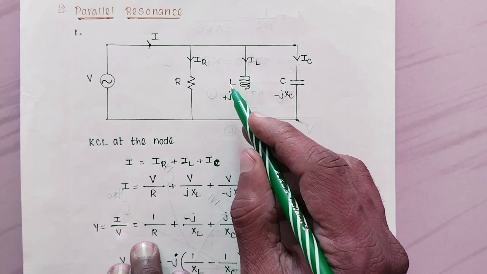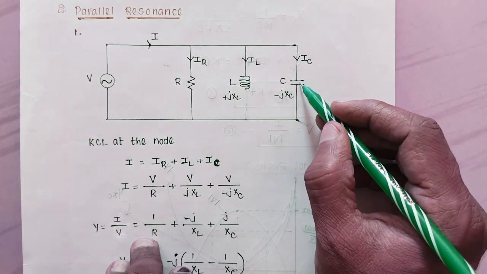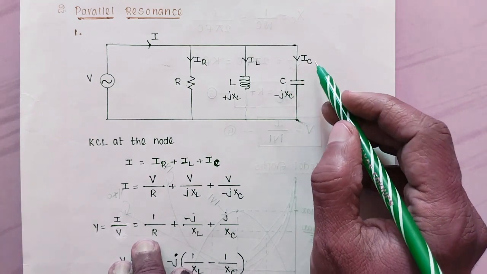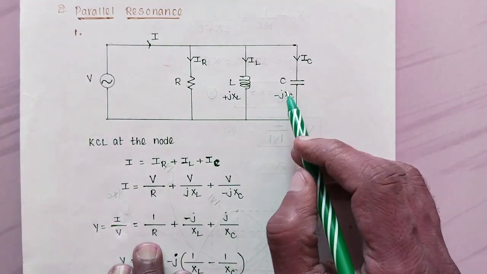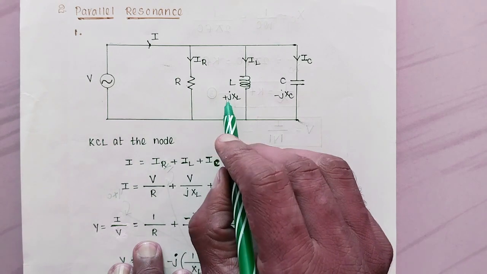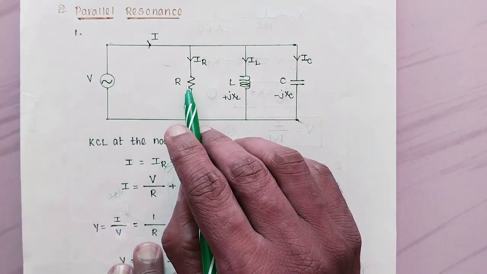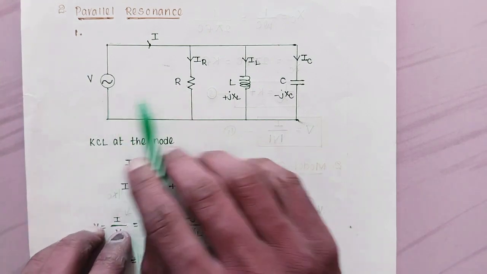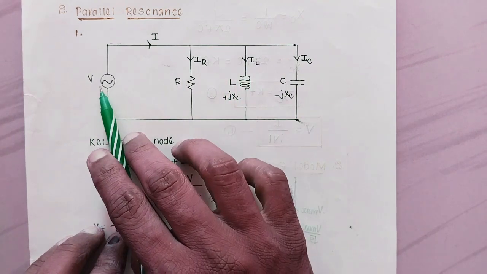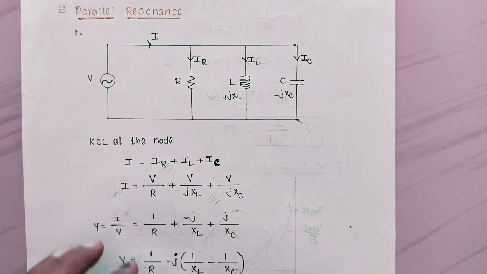JXL is the reactance offered by the inductor, and similarly the reactance offered by the capacitor is XC, and current IC is equal to V by minus JXC. Current in the inductor is V by JXL. Current in the resistor is V by R. Because V equals IR, V equals JXL into IL, and V equals minus JXC into IC are the basic relations.